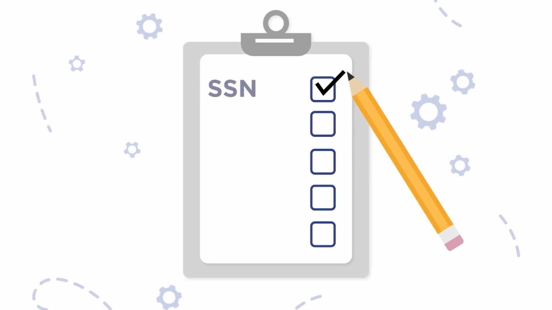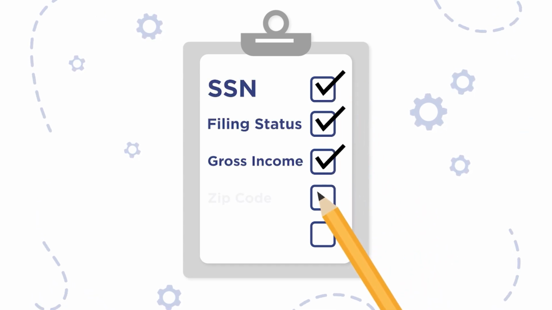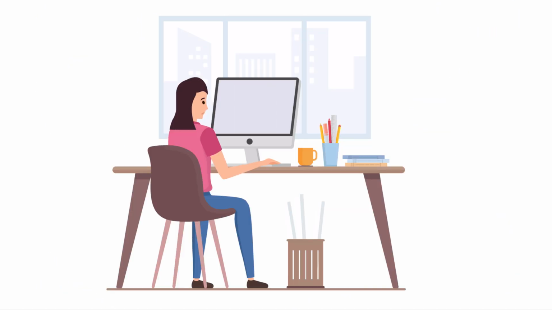Input the required information, which includes your Social Security number, filing status, federal adjusted gross income, zip code, and your refund or balance due amount. This is the information that is shown on the most recent return that has been filed with the department.